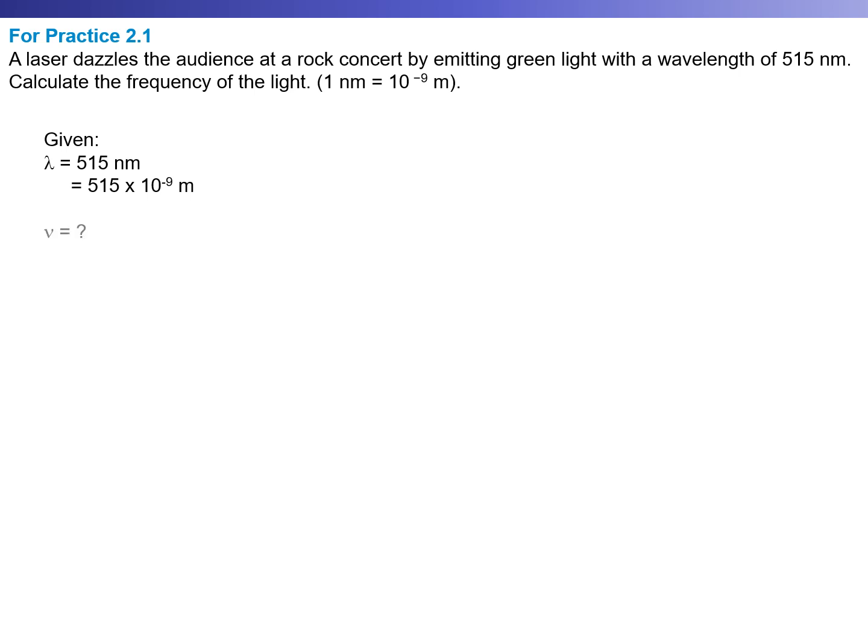And we're being asked to calculate the frequency. So our job in calculating our solution is to find a way to correlate frequency and wavelength. And we have a formula for that. Here's our formula right here, where frequency is equal to the speed of light over the wavelength. And the value of the speed of light is 3 times 10 to the 8th meters per second. With this information, we can plug everything in and start solving our problem.